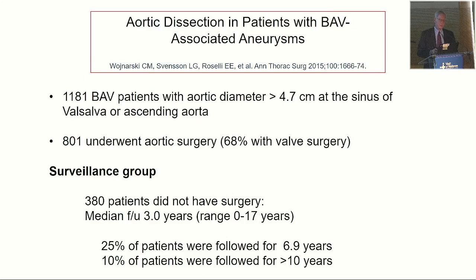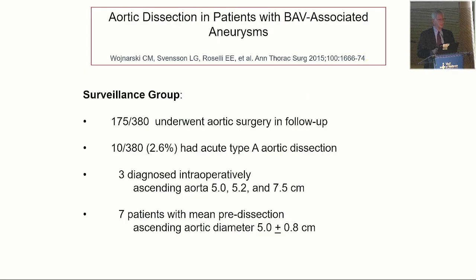This large series was published in 2015 from Cleveland Clinic looking at 1,000 bicuspid valve patients with moderate aortic dilatation. Most had surgery because of valve surgery at this size. Again, a large surveillance group that didn't have surgery that can provide some information about ongoing risk. So 380 patients with aortic sizes of 4.7 centimeters or greater followed for 3 years minimum, some for quite a long duration of follow-up. About half of those patients had aortic surgery in follow-up. And again, very similar. It's frightening how similar these incidences are, now that I'm going to take you through, just like in the paper that Hector presented that's in press now or under consideration, 2.6% aortic dissection risk under observation.